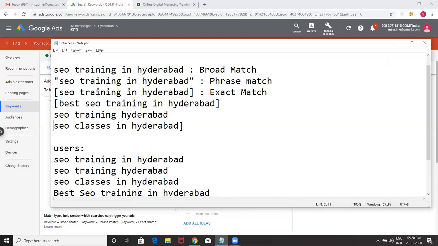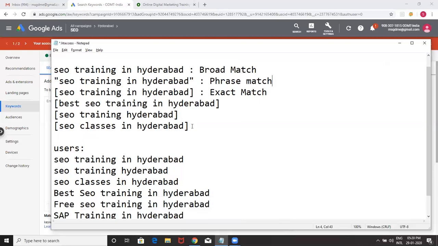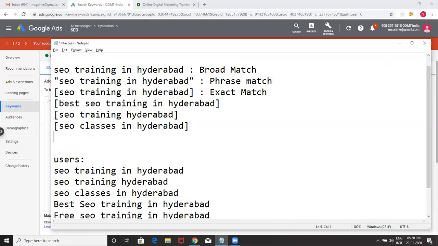But I suggest phrase match only, like this. It will increase. I suggest phrase match only, but with phrase match people are typing free. In order to avoid this, there is one more match type called negative match. So there is one more thing called negative match.